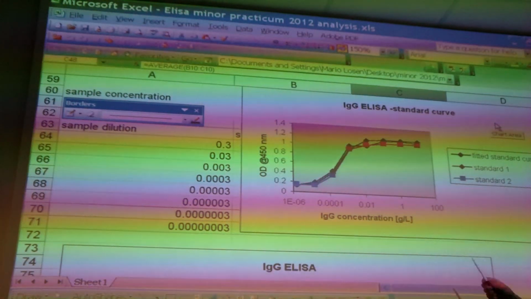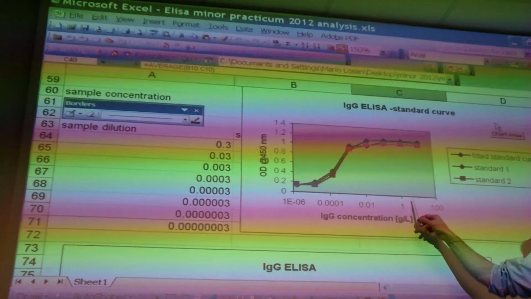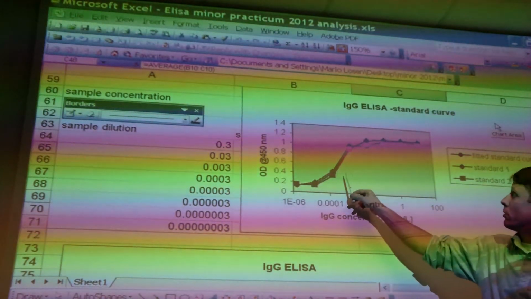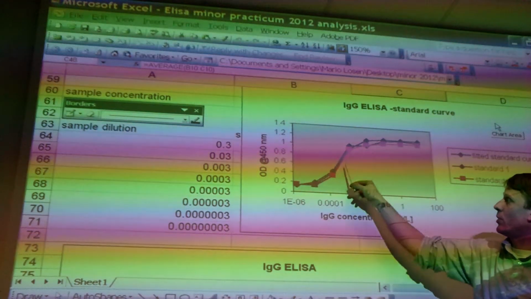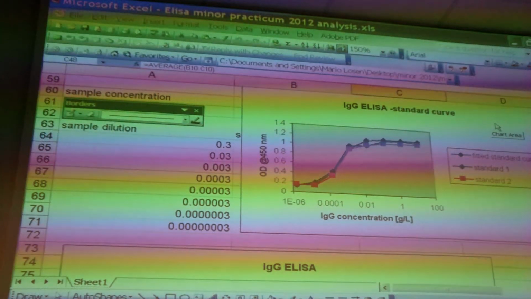Okay, well, I'll make it easy then. We assume a concentration of 1 gram per liter and then we just dilute it 100 times. So we're here somewhere in this area. Is that fine? Only one sample?